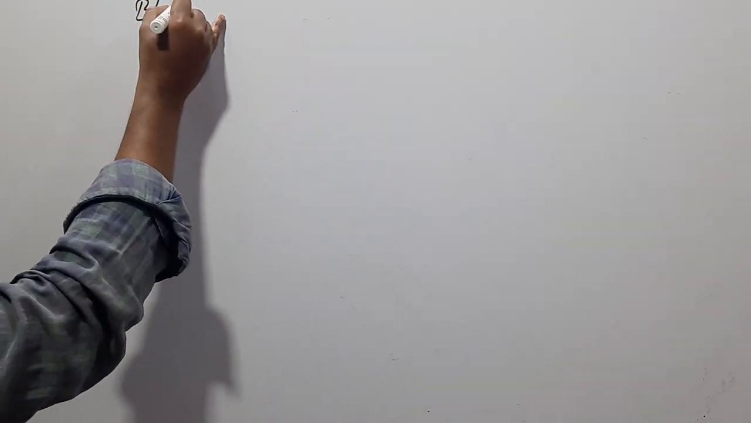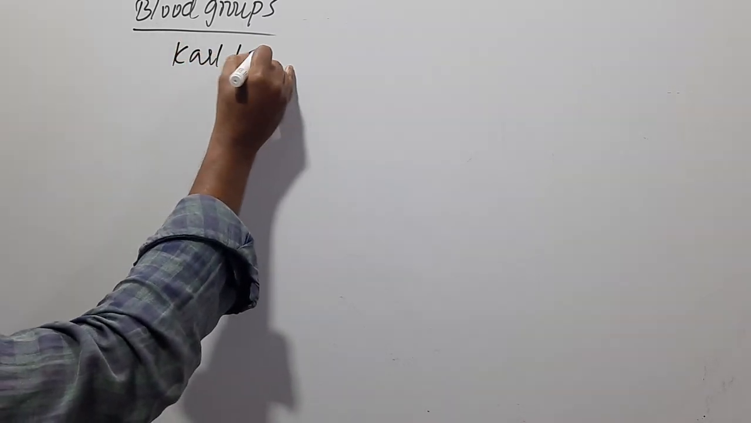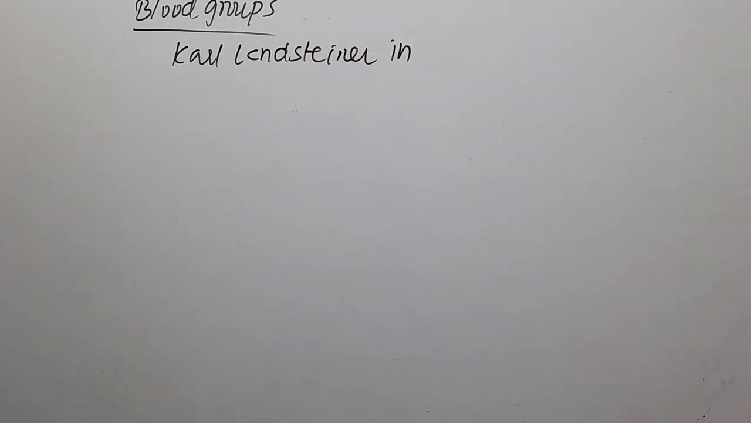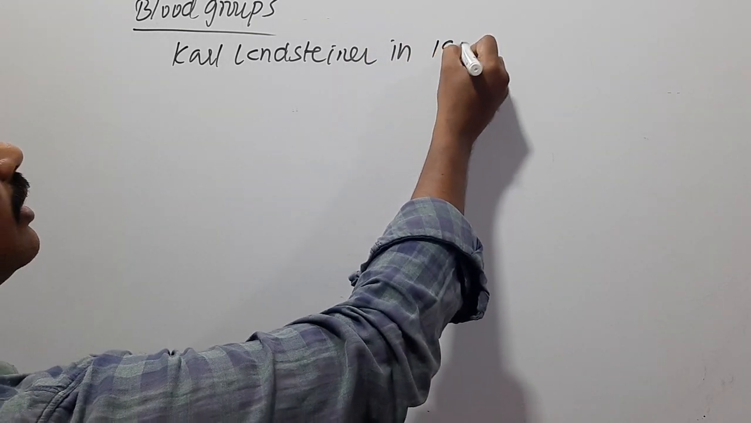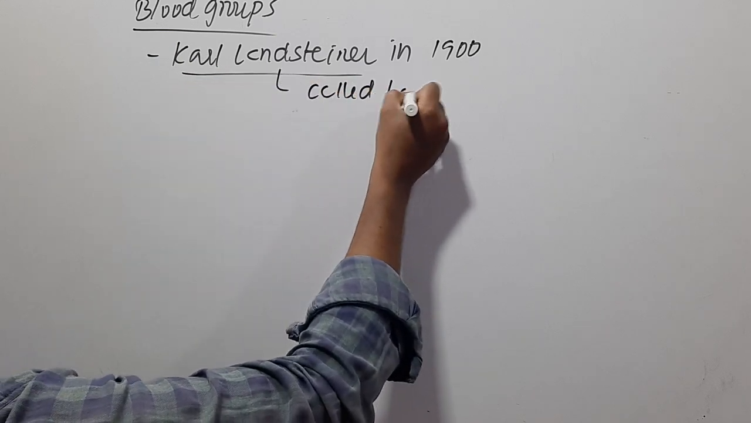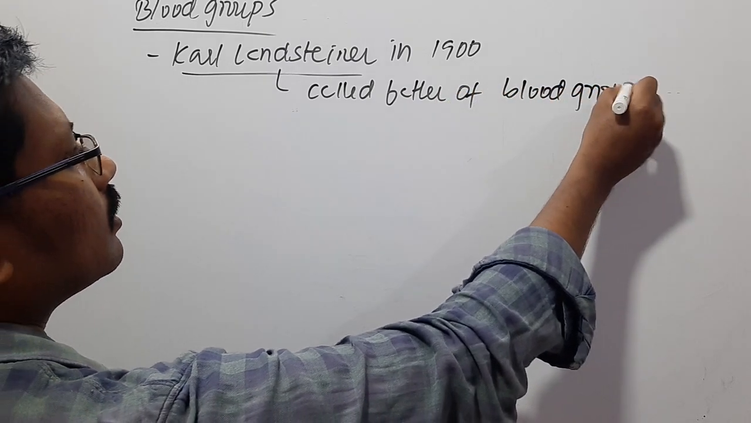The next one we shall see about blood groups. Here the blood groups were discovered by Carl Landsteiner. So the person is also called the father of blood groups. Carl Landsteiner discovered the blood groups in 1900, so he is also called the father of blood groups.